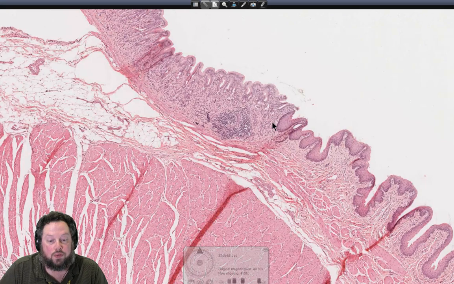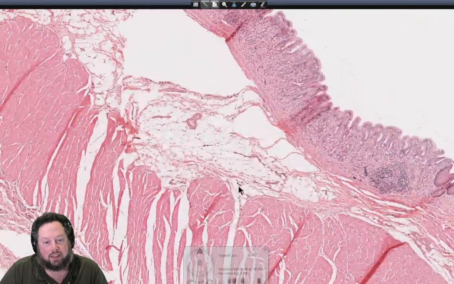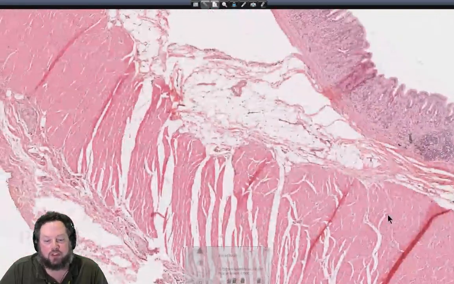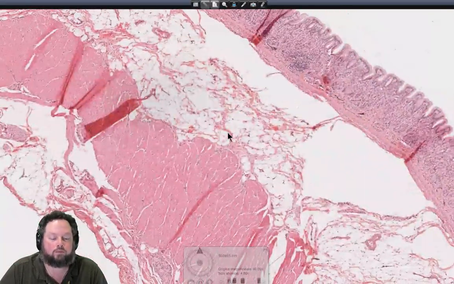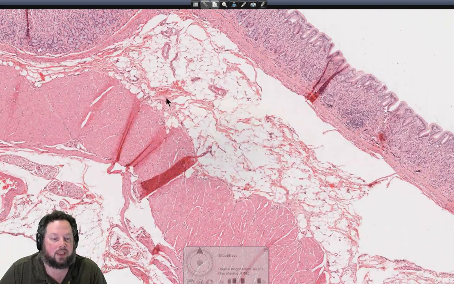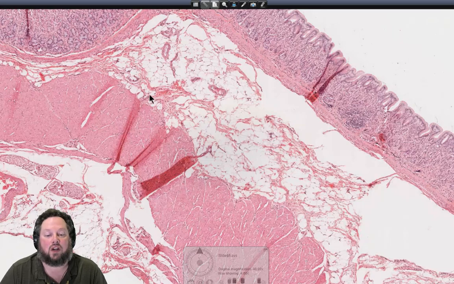So that's the main sort of features that I really wanted to point out here. Everything else is pretty much the same. As we move along to the stomach, it does gain a third layer of muscularis, an oblique innermost layer of muscularis, which is unique to the stomach, though I have actually found that that's quite tricky to identify in these sections.